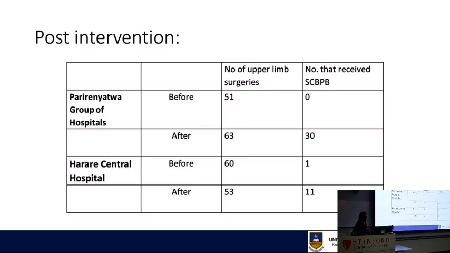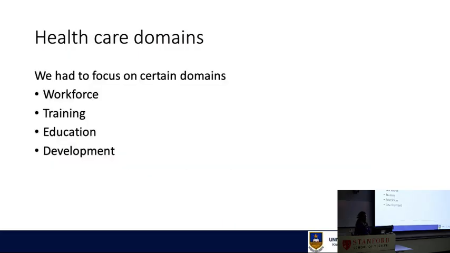And at Harare Central Hospital, 53 surgeries were done and 11 patients received a block. Of note is that Harare Hospital is in the poorest part of Harare. So in terms of resources, they have a lot less resources than Parirenyatwa. So we always tend to get very skewed figures when we reassess at that hospital. So we then realized we had to focus on certain parts of the healthcare domain.